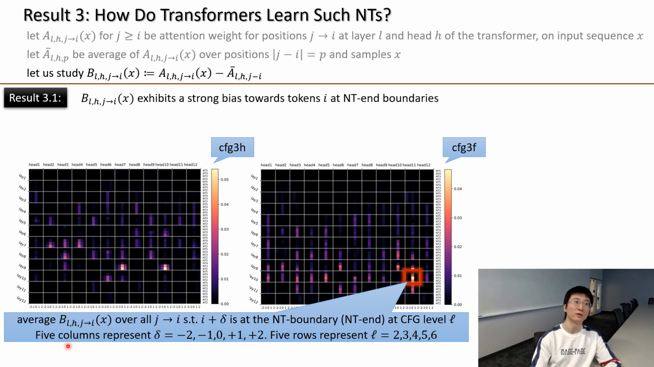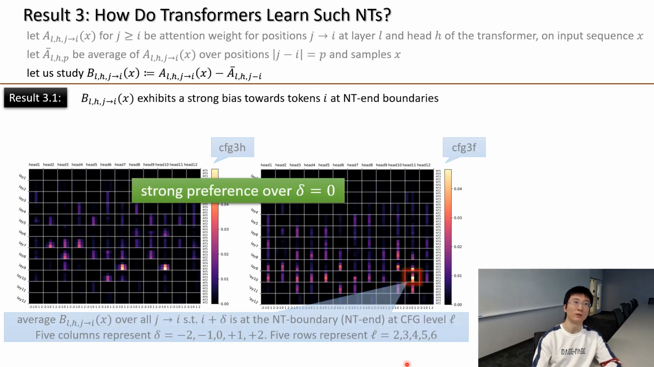And here the 5 columns represent delta equal to -2 until +2, and the 5 rows represent L equals to different CFG levels. So the important message here is that you notice the model has a very strong bias, a strong preference over delta equals to 0. Therefore, whenever it sees attention from J to I, it really favors those I's that are exactly at the NT-boundary. We tried -2 until +2, but the largest value is obtained when delta exactly equals 0 at any different level of the CFG.